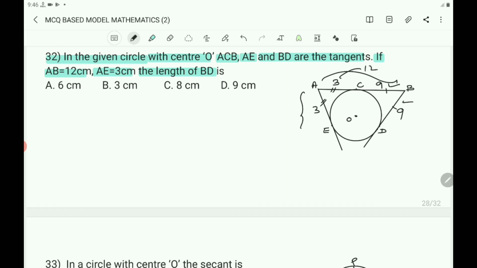Here you use the concept that tangents from an external point are equal. Here you must take the help of this AE. This is 3, so this is also 3. And you get this whole length minus this 3, that is 9. So as this is 9, this BD is also 9. So what is the answer here? Option D is the answer, that is 9 cm. The length of BD is 9 cm.